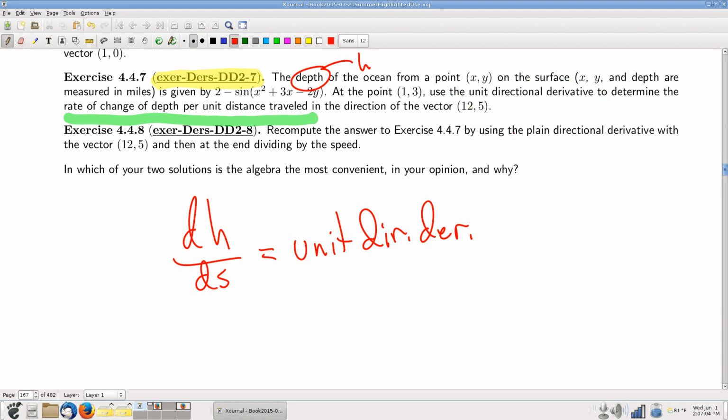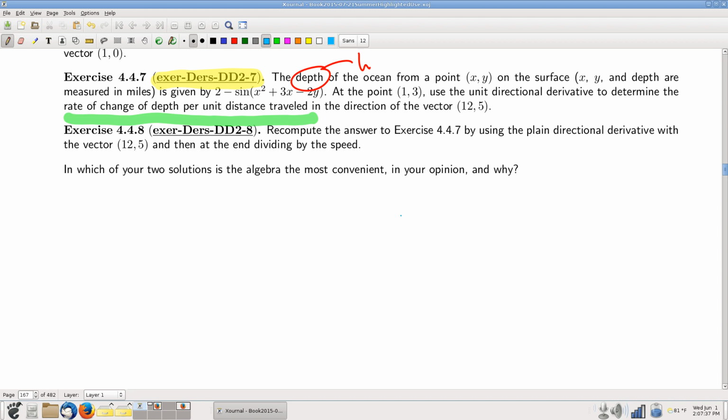And then there's one other little tip off here, sort of a hint, and that is it does say here in the direction of this vector. So it doesn't say with velocity this vector 12, 5, right? So specifically by saying the direction of the vector, we're saying the magnitude of this vector doesn't matter. I'm just using 12, 5 as a convenient tool for talking about what direction I want to indicate. Okay, so we want to compute the unit directional derivative.